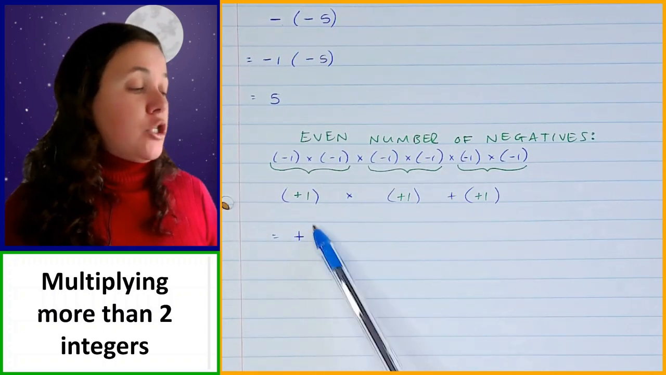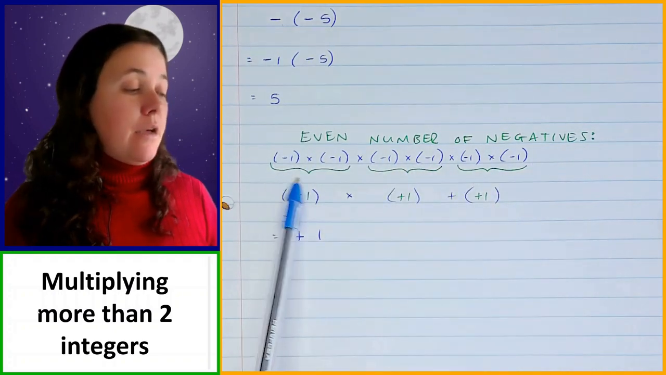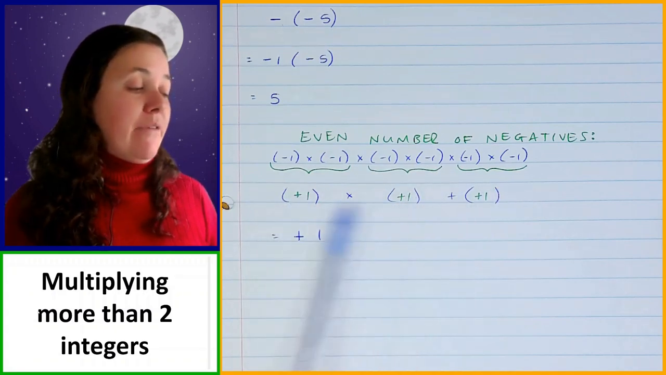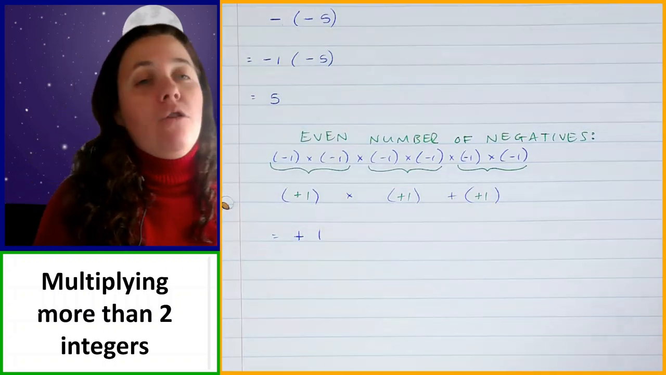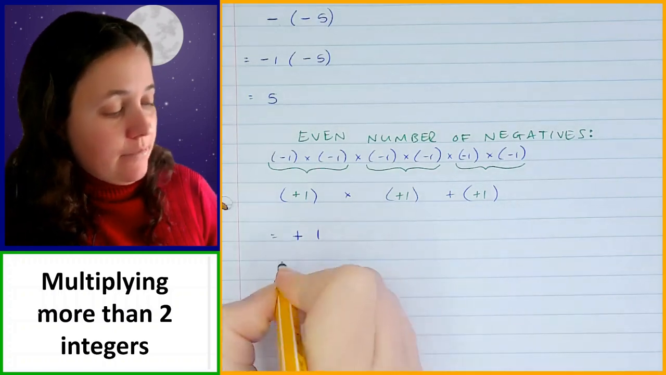Okay, but in terms of the sign part, if there is an even number of negatives, the negatives will group together in pairs and each pair will end up giving us a positive result, so our final answer will be positive. But now let's have a look at what happens if we multiply together an odd number of negatives.